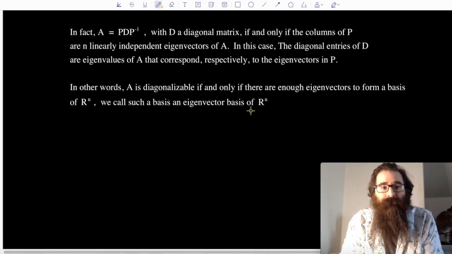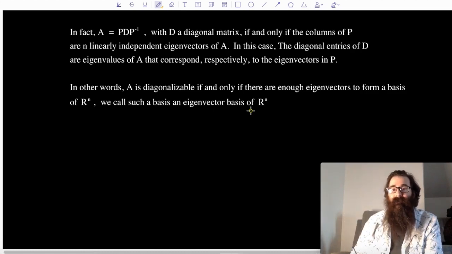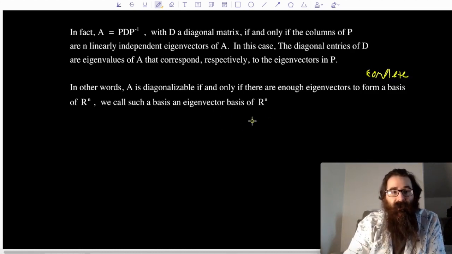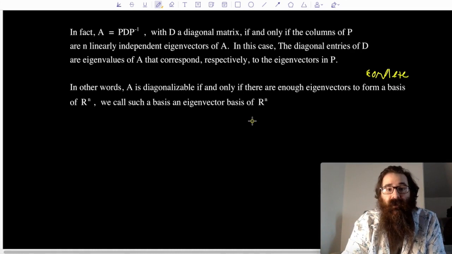In other words, A is diagonalizable if and only if there are enough eigenvectors to form a basis of Rn. Here we mean a complete basis. In order to form a complete basis of Rn, and we call such a basis an eigenvector basis of Rn.